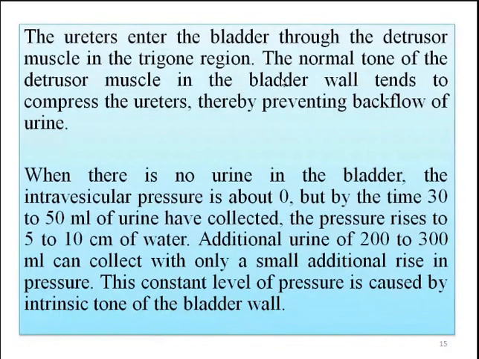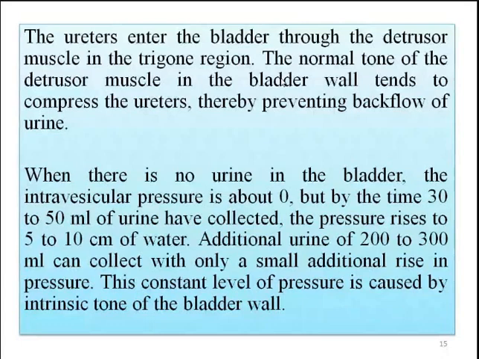The ureters enter the bladder through the detrusor muscle in the trigone region. I have shown you the trigone region. It's a triangular region. The normal tone of the detrusor muscle in the bladder wall tends to compress the ureters, thereby preventing backflow of urine. So this way the backflow of urine is prevented due to the normal tone of the detrusor muscle.